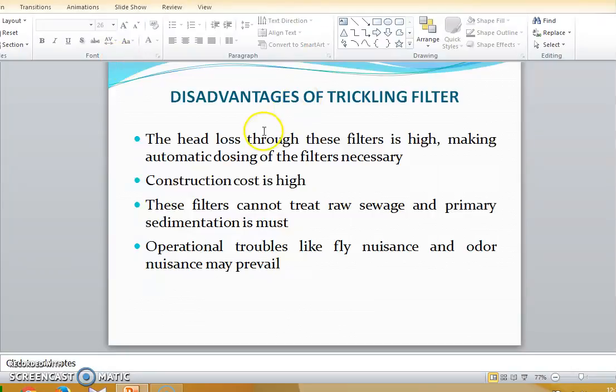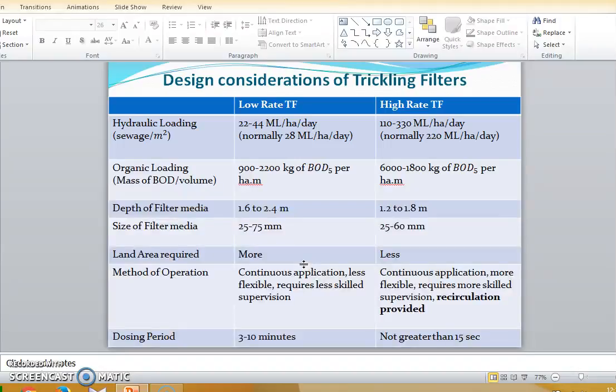So what are the disadvantages of trickling filters? The head loss through these filters is high, the construction cost is high. The problem is that we cannot treat raw sewage, you will need a primary sedimentation tank, and there will be some operational troubles like fly nuisance and odor nuisance.